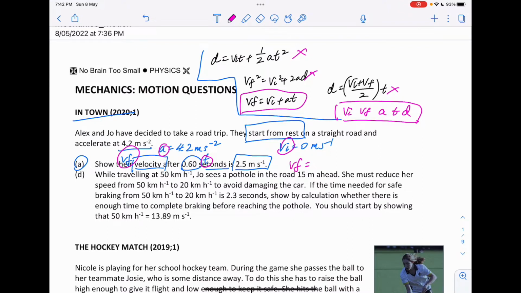So VF equals VI, that's 0, plus AT. What is A? 4.2. T times 0.6. So that will equal, let me calculate this, 2.52 meters per second. Right.